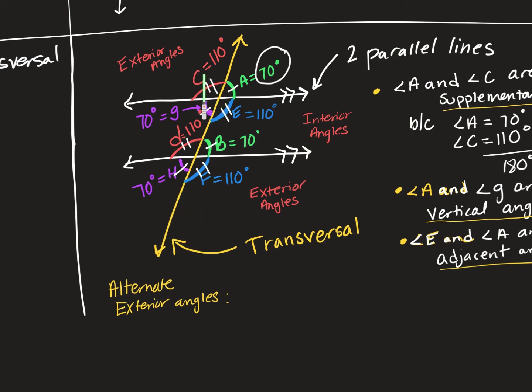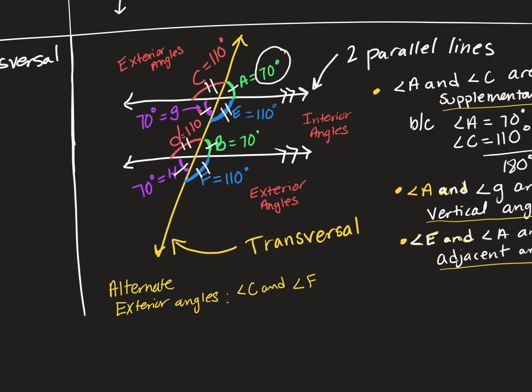Look, angle C is an alternate exterior angle to angle F because they're alternating where they're located, but they're equivalent. So alternate exterior angles are like angle C and angle F and angle A and angle H. And that's where I'm going to stop because I don't think you guys need to know all this information right now. So angle C and angle F are alternate exterior angles.